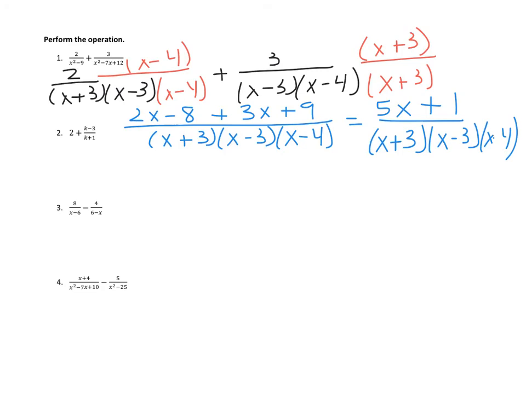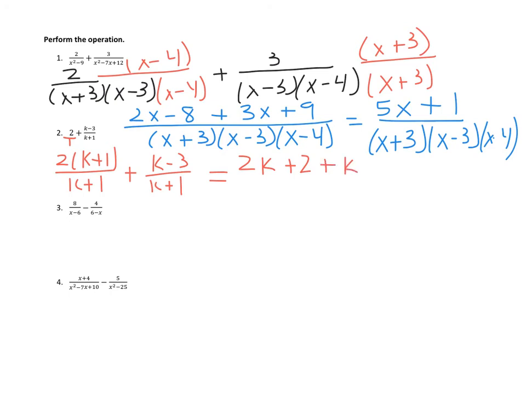All right, the next one, we have to kind of imagine what the denominator is. It's going to be 2 over 1. So the common denominator is k plus 1. So we have to multiply top and bottom by k plus 1 to get the LCD. So 2k plus 2 plus our other denominator over k plus 1. So we have 3k minus 1 over k plus 1. All right.